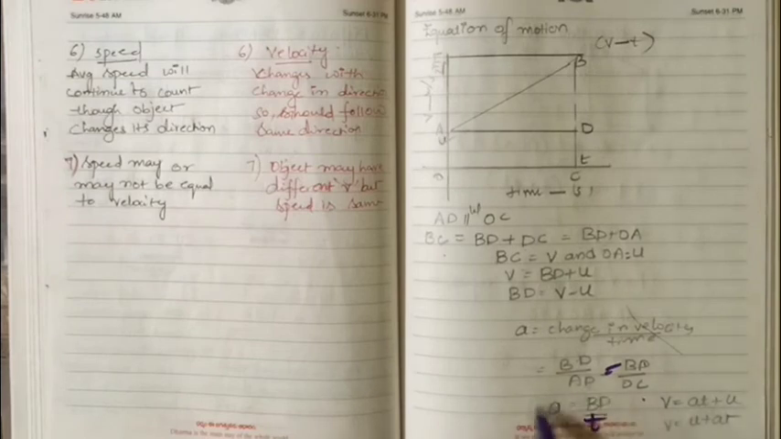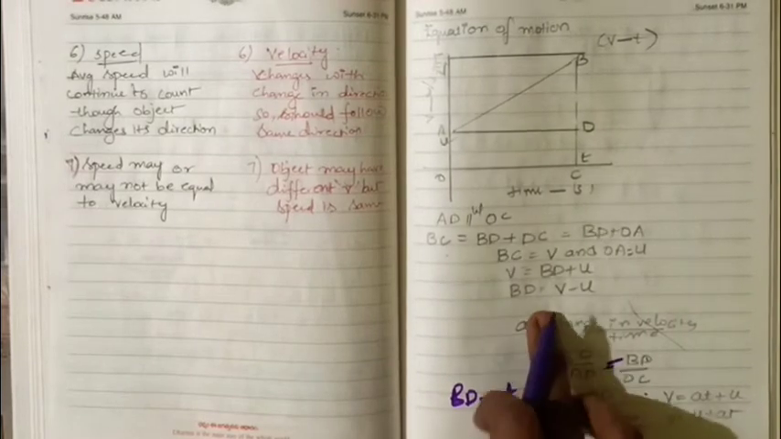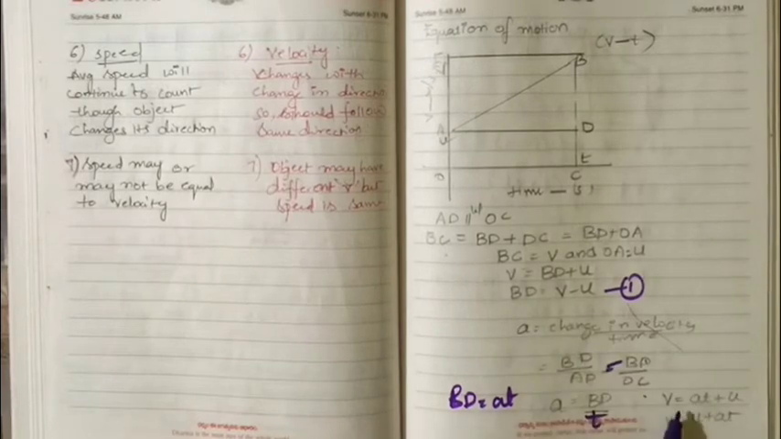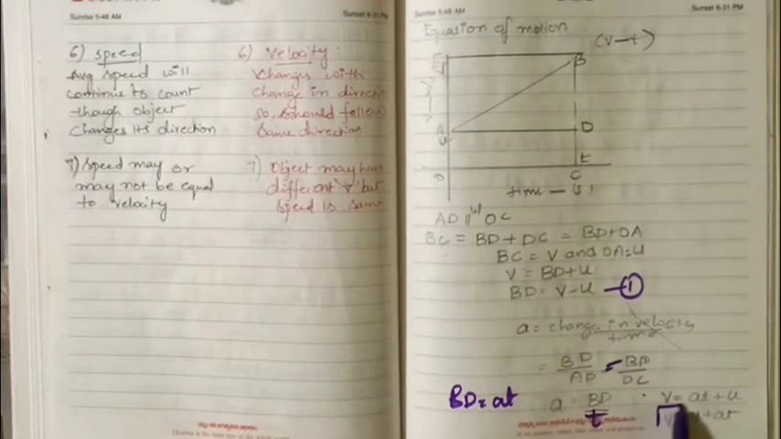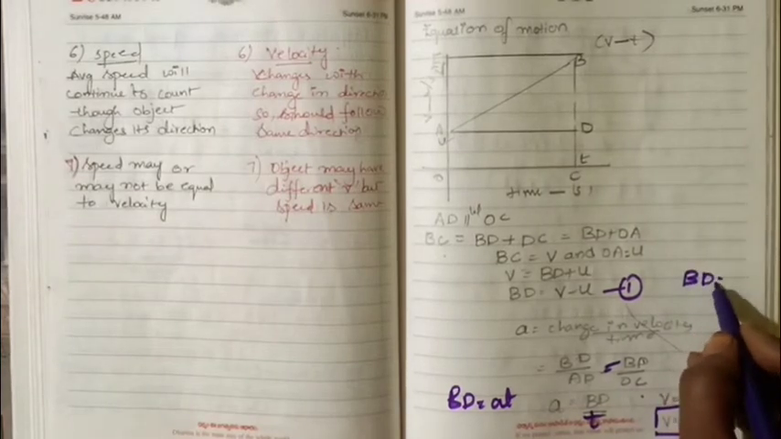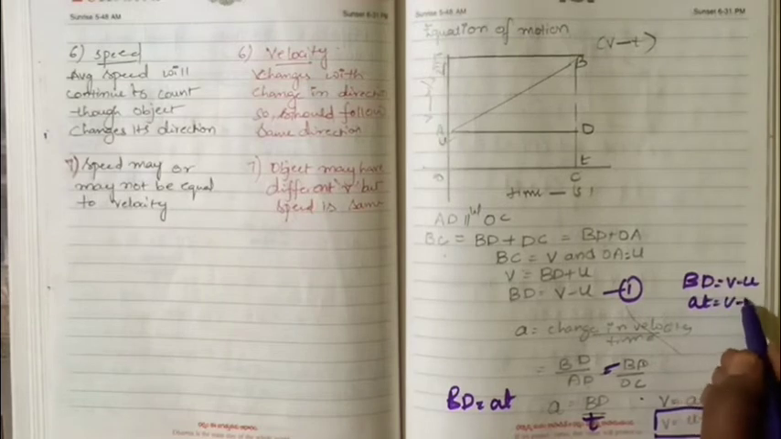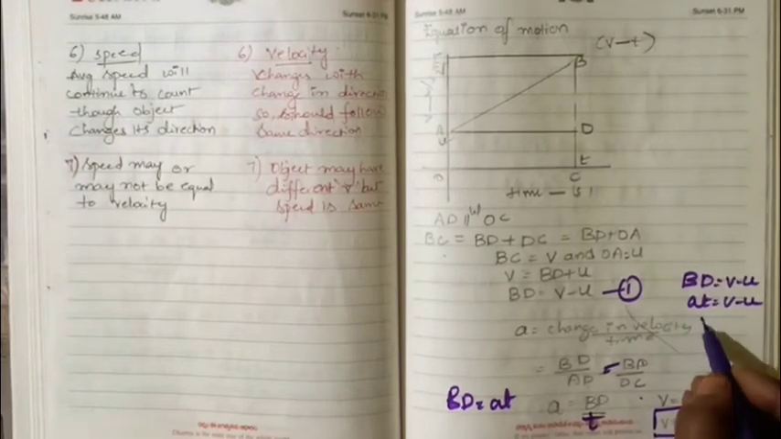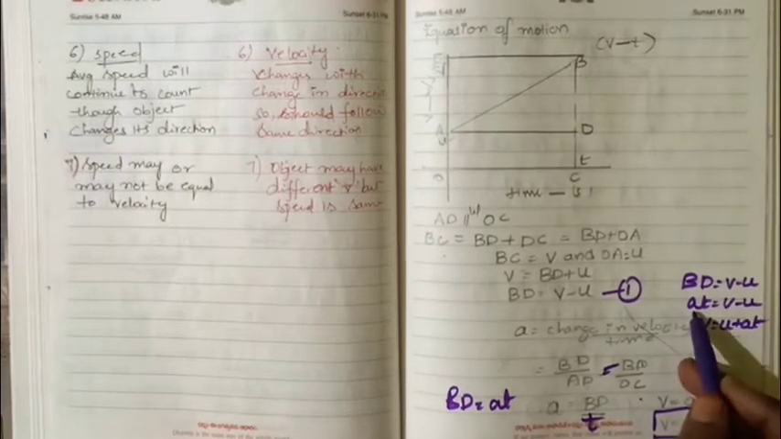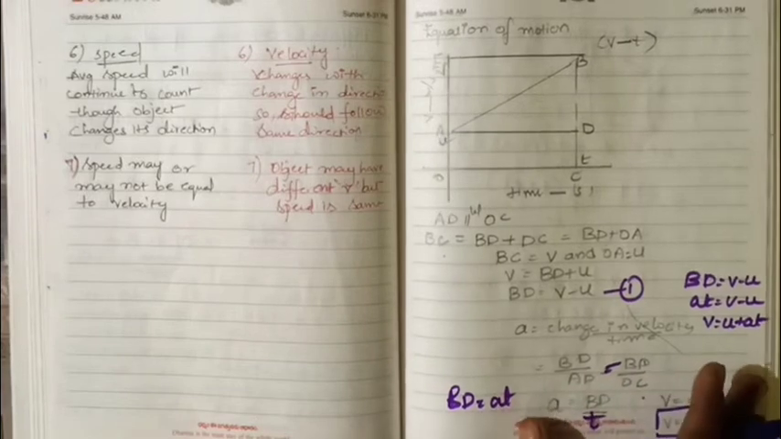So this value, that is BD equal to AT, we will substitute in equation 1. So we will get V is equal to U plus AT. How? As BD is equal to V minus U, BD will be equal to AT, which is equal to V minus U. Simply we write V is equal to U plus AT, as minus U will become plus U when it comes to the other side.